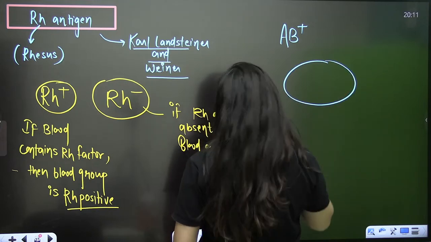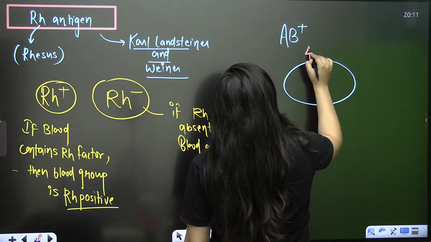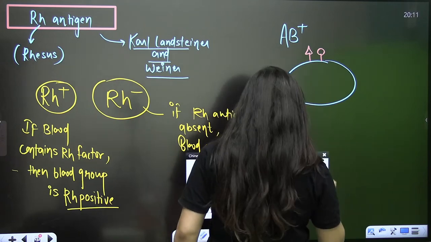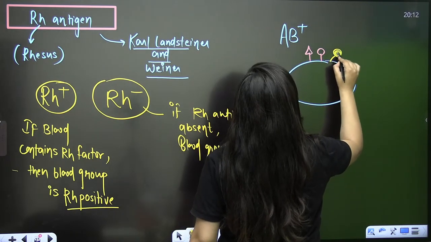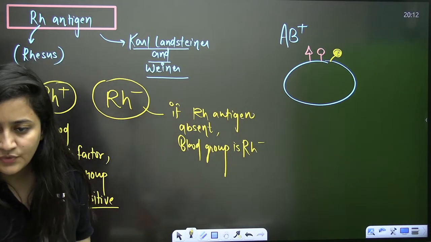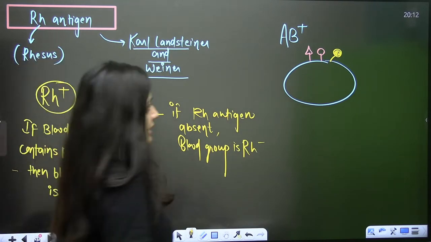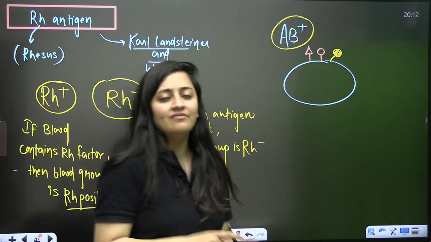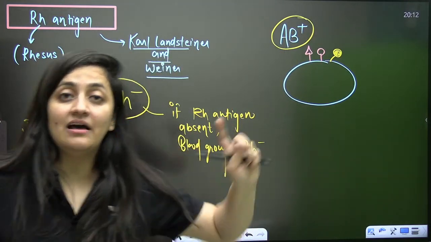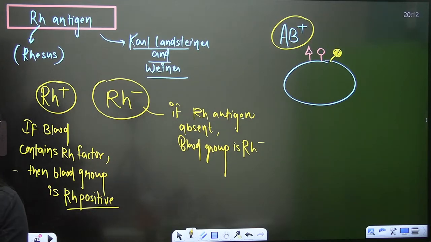Like if I'm saying my blood group is AB positive, so basically on my RBC, I have A antigen, B antigen, and moreover, bache, even this rhesus antigen as well. Like me, I have three antigens. Are you getting it, Jyoti? I have this positive antigen as well, means the rhesus antigen is also there. Clear, bache? Is that clear?